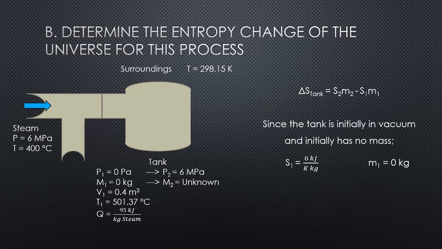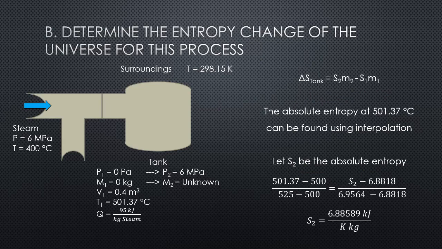The entropy change in the tank is given by this equation, where S2 and S1 can be obtained from the steam table and M2 can be calculated. Since the tank is initially in vacuum and has no mass, S1 and M1 are equal to 0. It was calculated before that the temperature of the tank is equal to 501.37 degrees C. The absolute entropy of the superheated steam at this point can be calculated using interpolation of values. Let S2 be the absolute entropy, so by calculation, S2 is equal to 6.885 kilojoules per kilogram Kelvin.